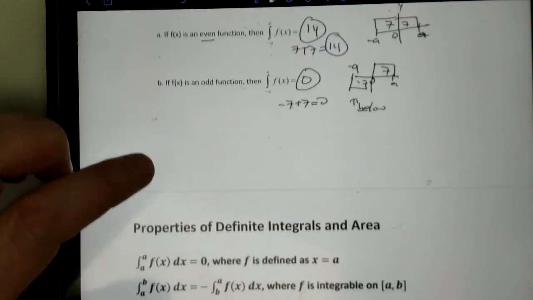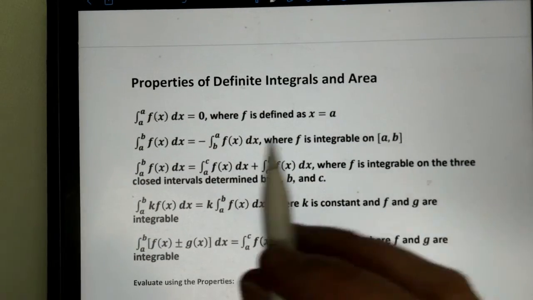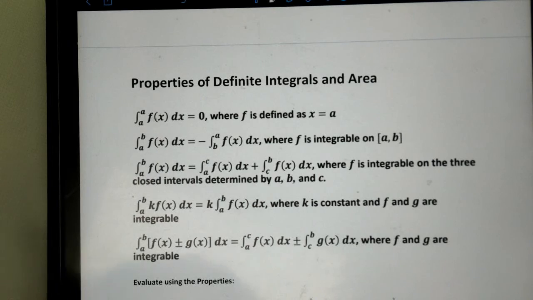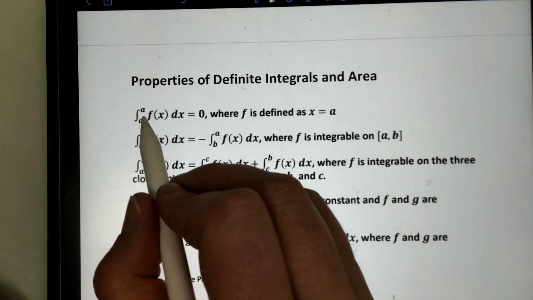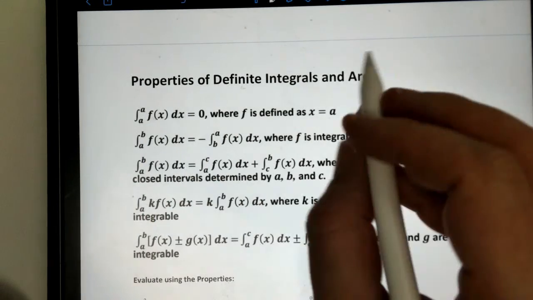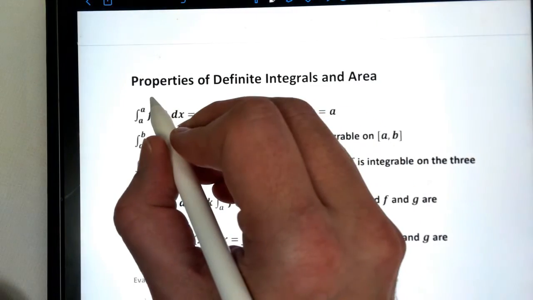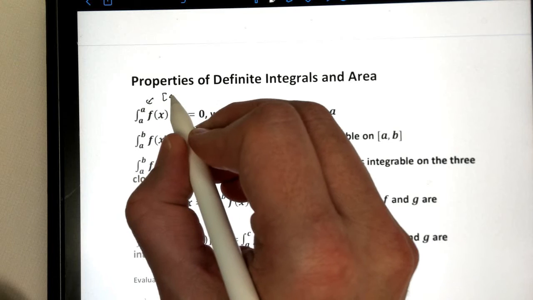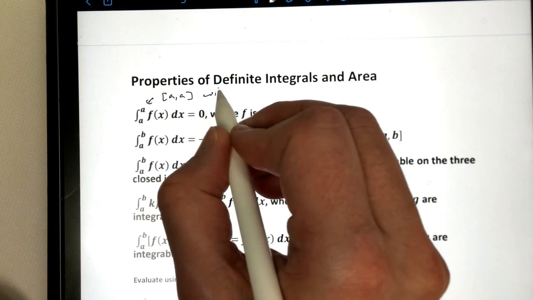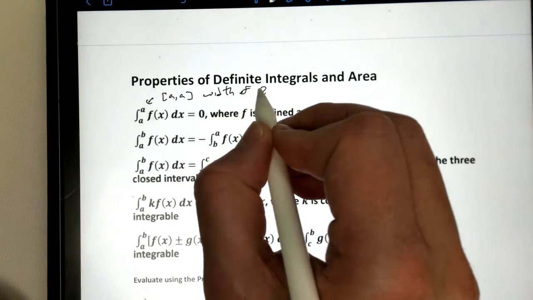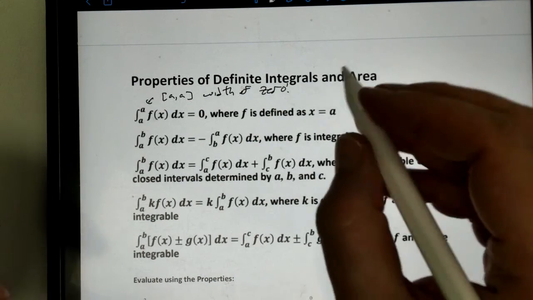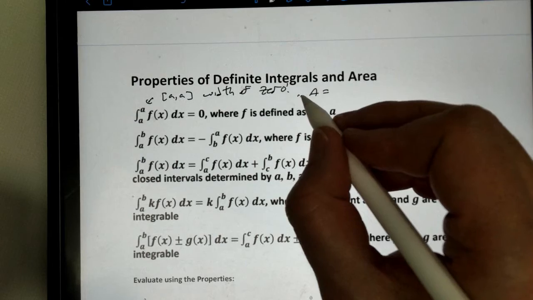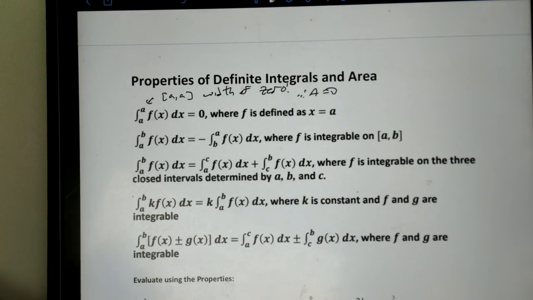Remember, this integral finds area. 1. If we want to find the area from a to a, that area is going to be 0. Think about this. This is a rectangle. That's from a to a. Right? This has a width of 0, right? So if that has a width of 0, of course the area, therefore, would be 0 right there.